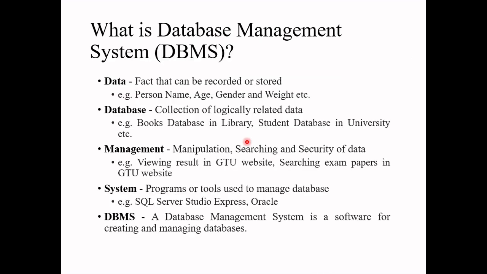Now, what is a database management system? So first is data. Data is a fact that can be recorded or stored. For example, a person's name, age, gender, weight, all are examples of data. Next is database. A database is a collection of logically related data. For example, a book database in a library, a students database in the university. Okay. For students, we can store the student's name, enrollment number, phone number, address, all of which are logically related data for the student database.